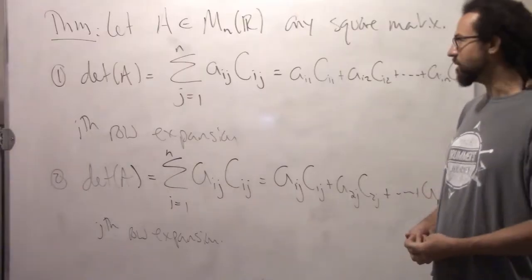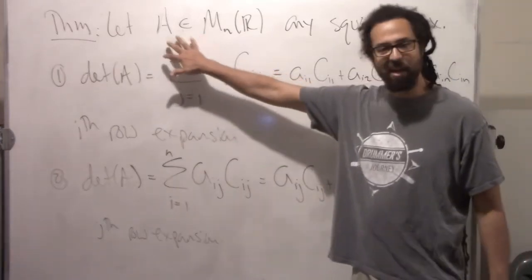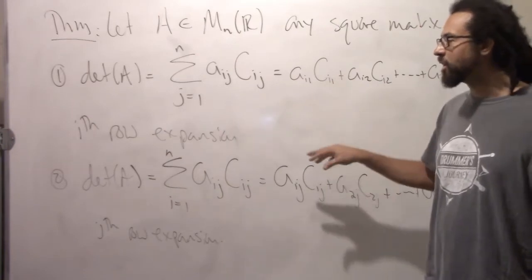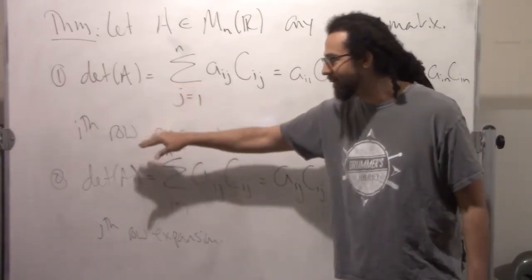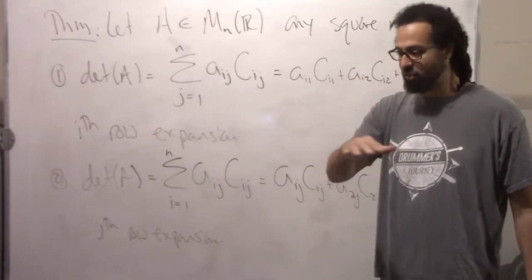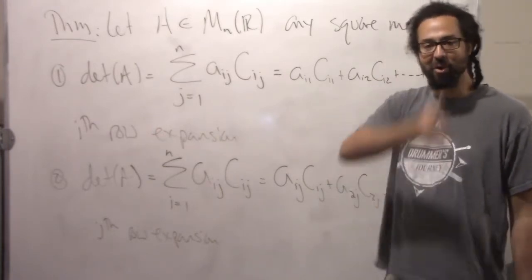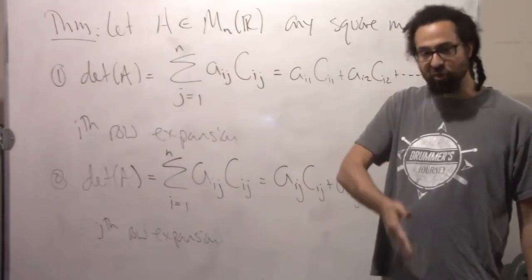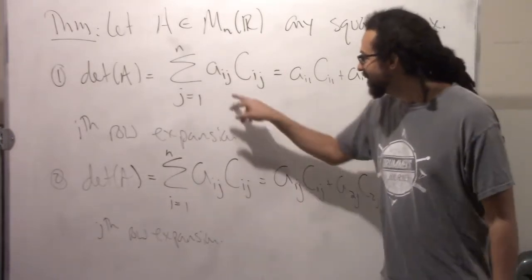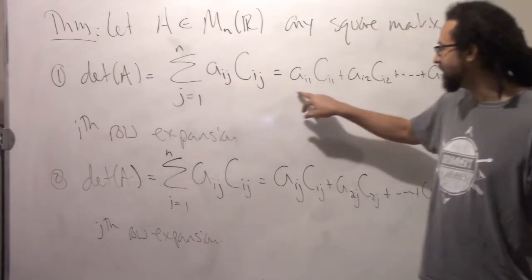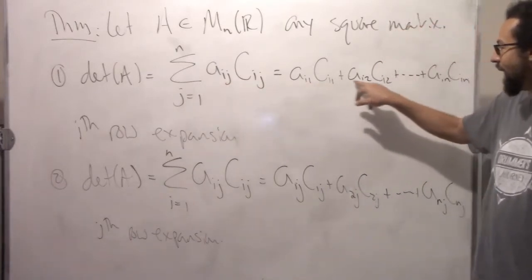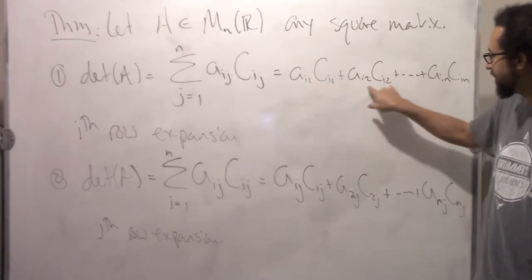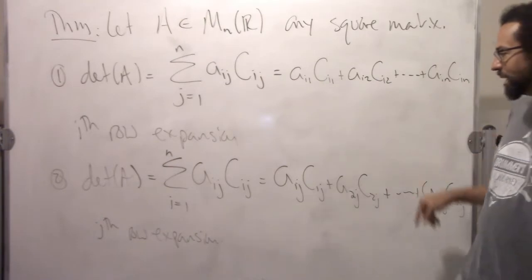Okay, here's that theorem. So we'll let A be any old square matrix. And this theorem says that you can compute the determinant using the ith row expansion. So you'll always strike out the ith row, and then you'll strike out columns starting at 1, 2, and then stopping at n. So the ith row expansion, right, always along the ith row, and the only thing that's changing is the column. So column 1, column 2, blah, blah, blah, column n.